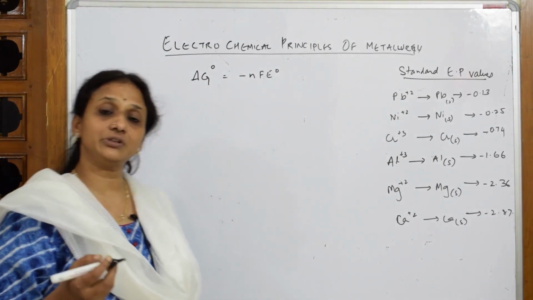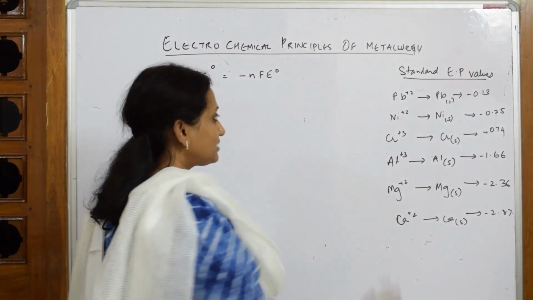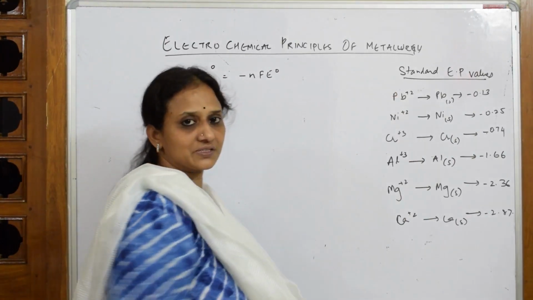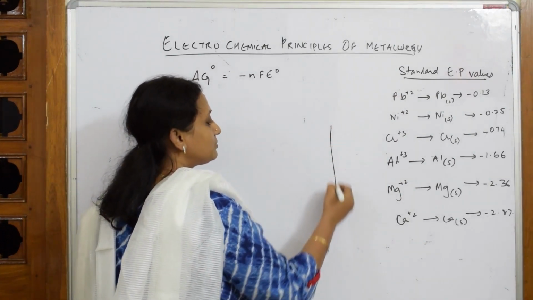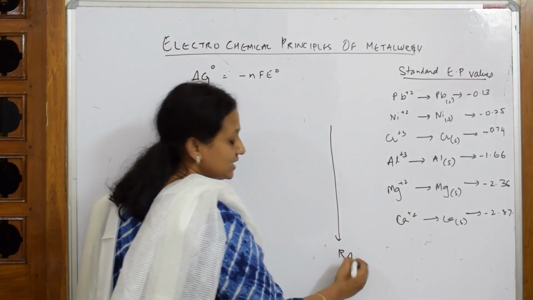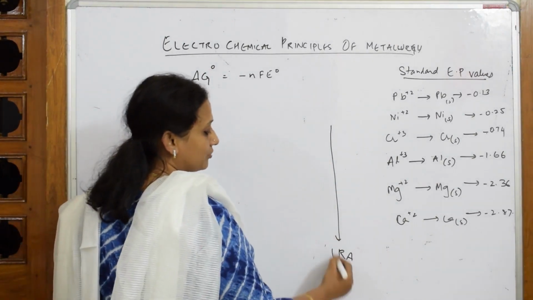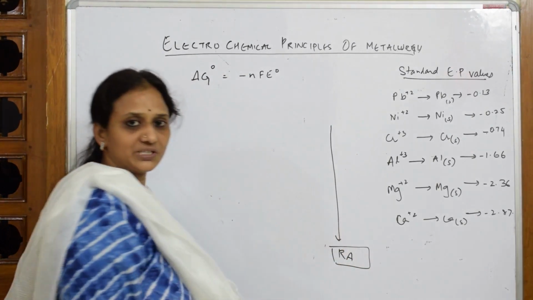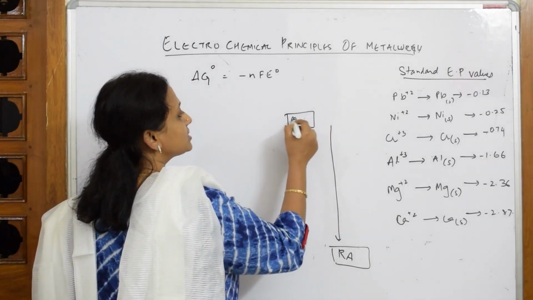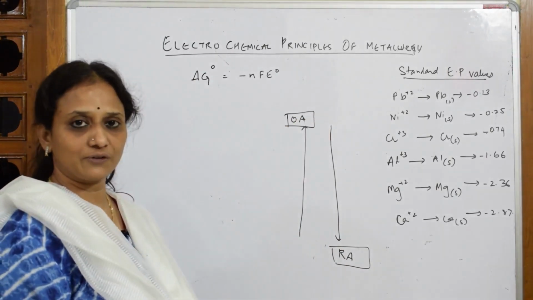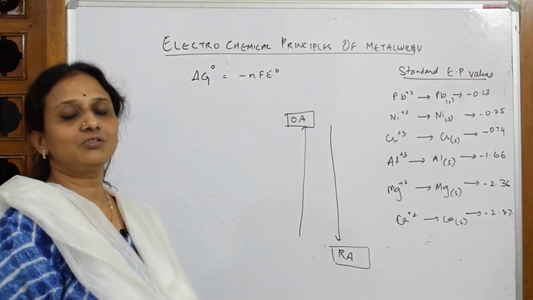Now we are going to study the nature of the reducing agent based on their electrode potential values. In the electrochemical series, when I go from top to bottom, the reducing capacity becomes maximum. So the lower category of the electrochemical series are the best reducing agents. When I go from below to above, the higher category agents are the best oxidizing agents. That is what you have to remember.